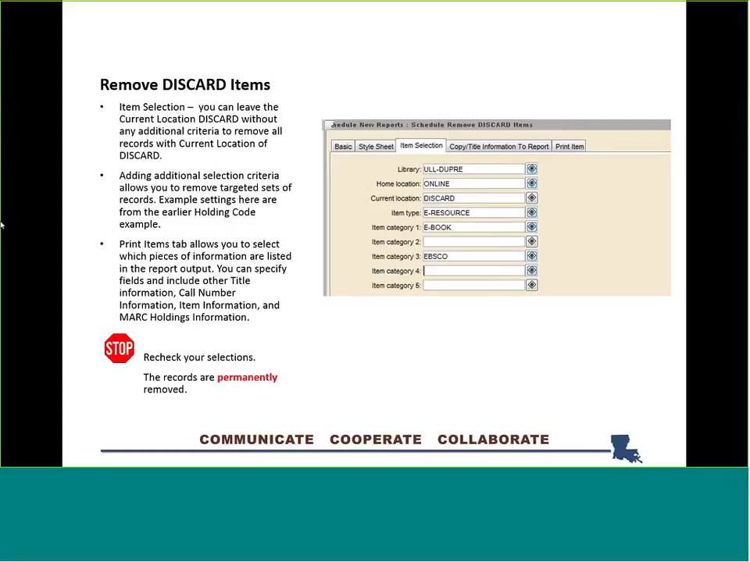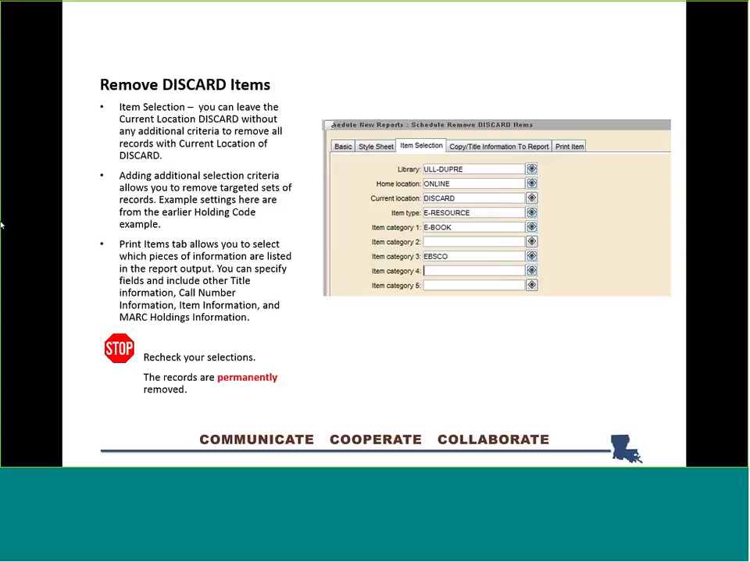So I put library of UL Dupree, the home location, the item type, item category 1 and 3, and somehow I missed the next one, 4. But normally I would put that business one in there too. Somehow I just missed it when I made the screenshot. Again, this is a really powerful report.